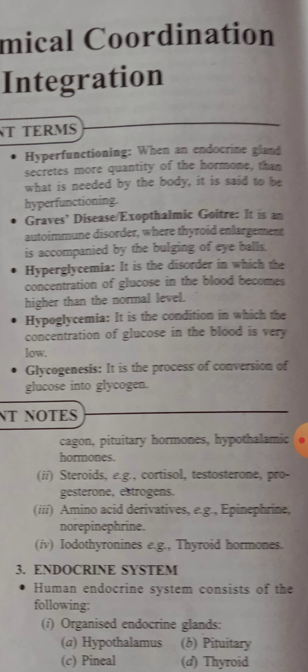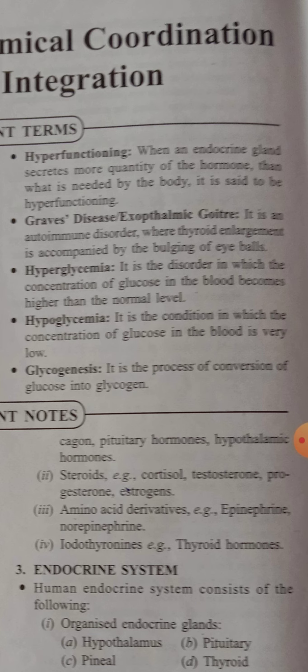Generally this is the condition in which the concentration of glucose in the blood is very low, and this disease is generally generated due to excess release of insulin hormone, which converts the blood glucose into glycogen, which is stored in the form, and the body is not able to maintain the osmotic pressure of the blood.